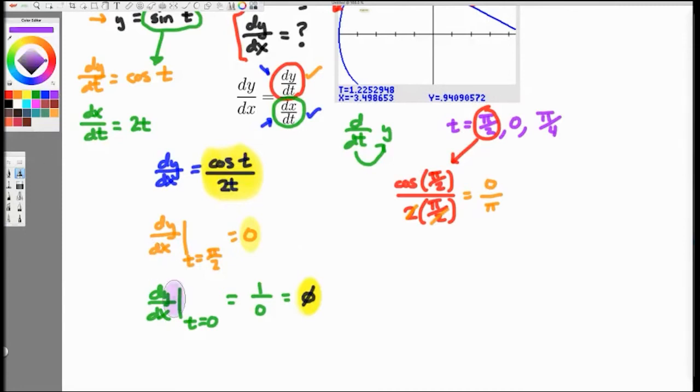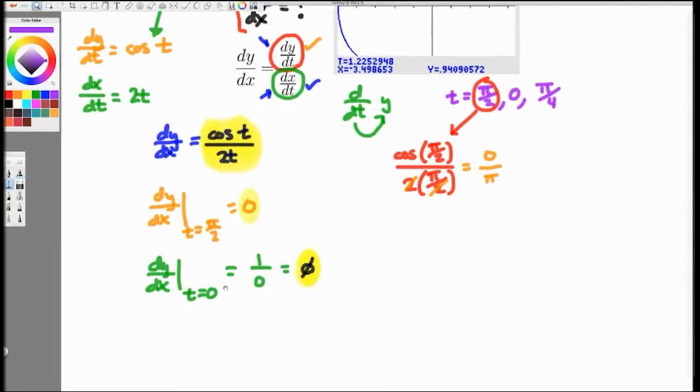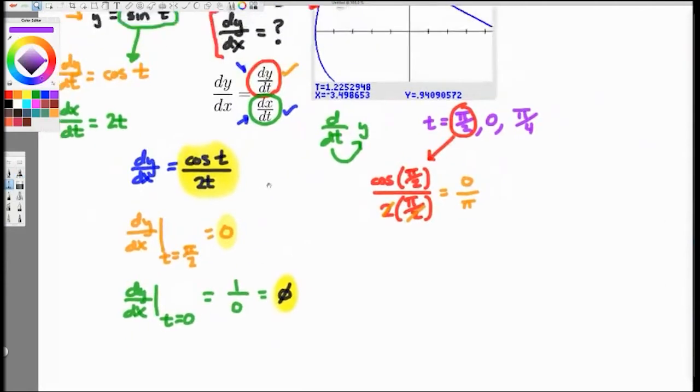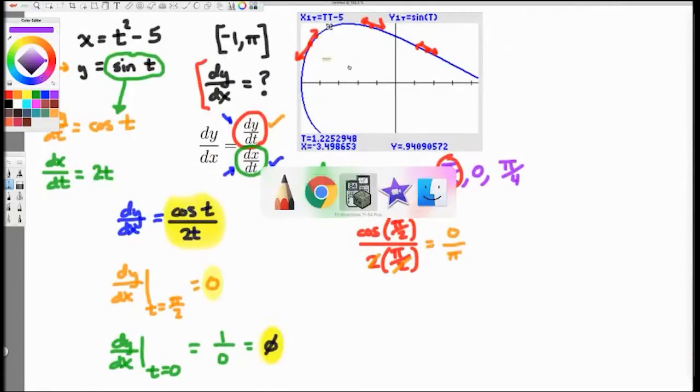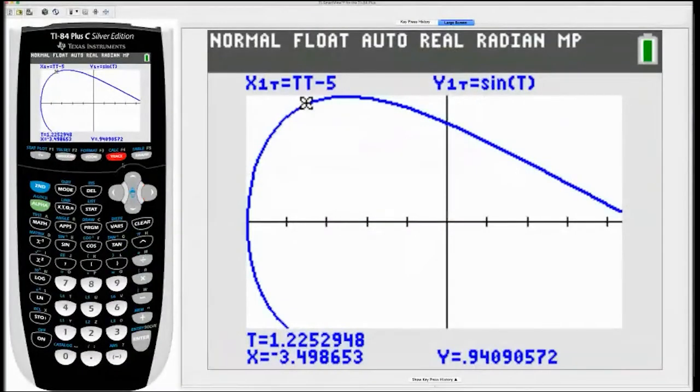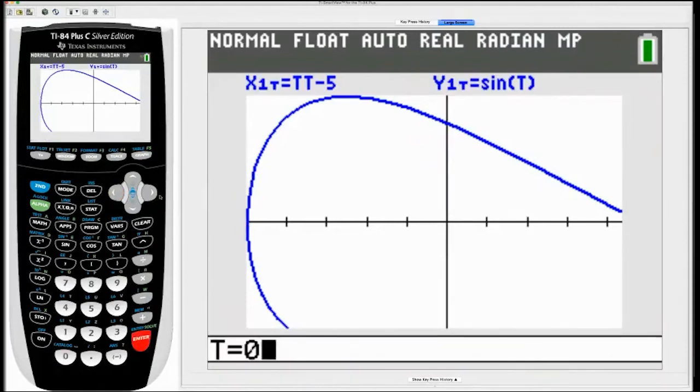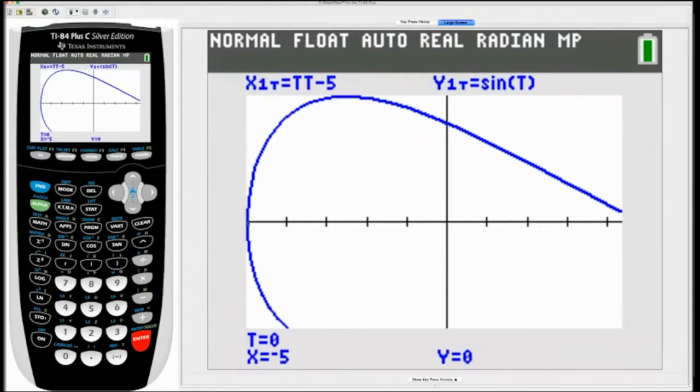So that's that one. Undefined. That does happen sometimes. By the way, check this out. If you actually plugged in 0 for t, let's go back to my graph here. So trace, and if I go to t equals 0, I'll just hit 0 and hit enter. Right there is where t is equal to 0. X is equal to -5, y is equal to 0. What do you notice about the slope at that point right there?